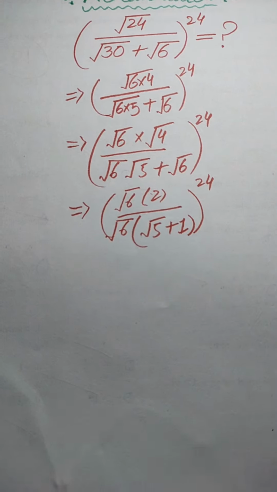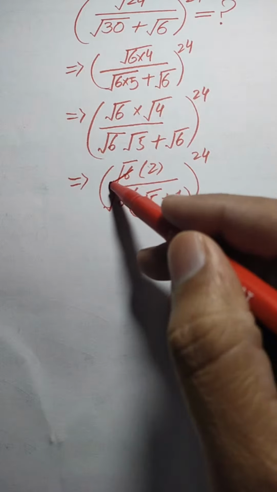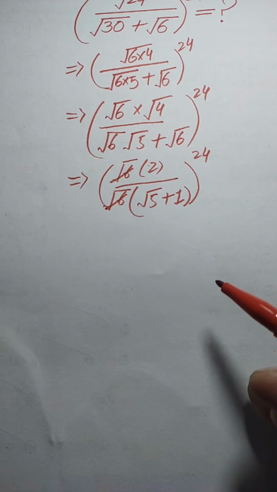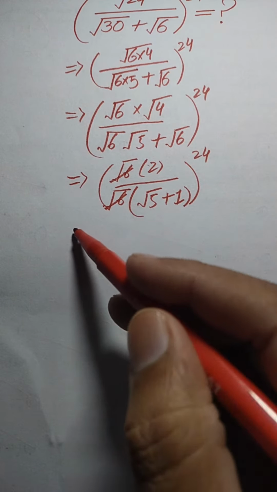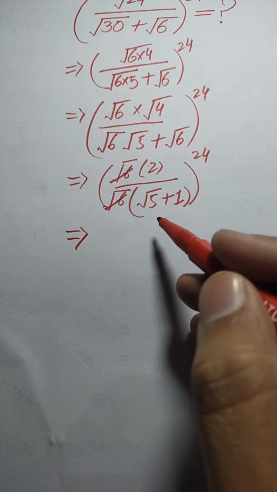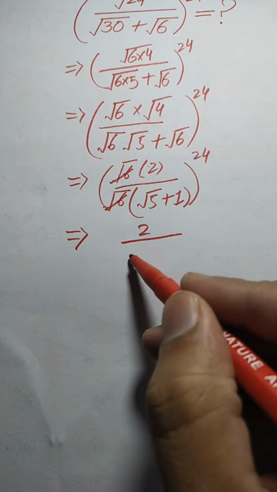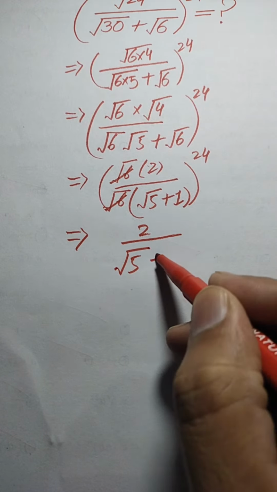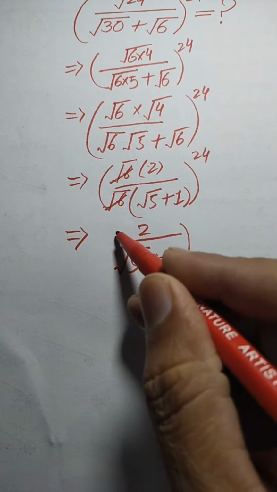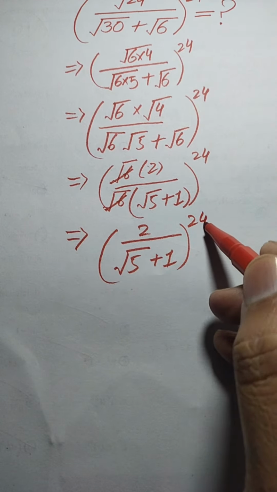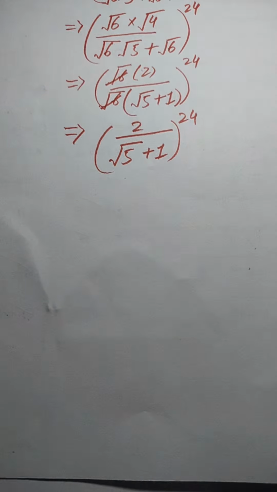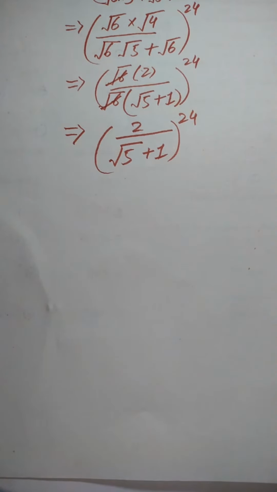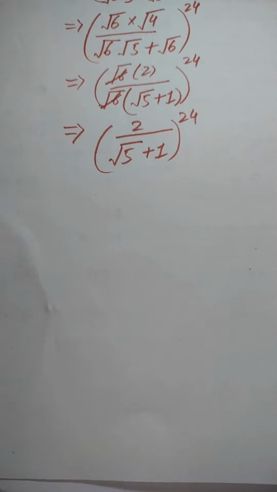And further in the next step you see that this square root of 6 is cancelled out by this square root of 6, and after cancellation of these terms we will get 2 divided by the square root of 5 plus 1, and its whole exponent is 24.